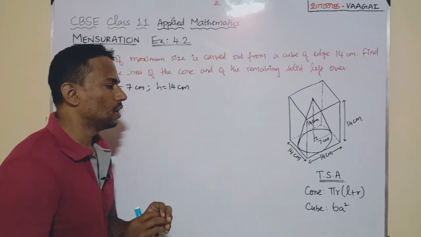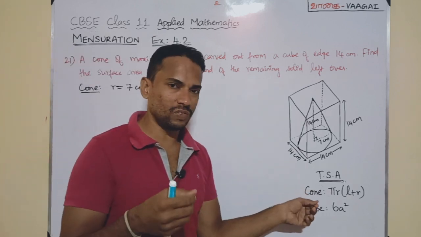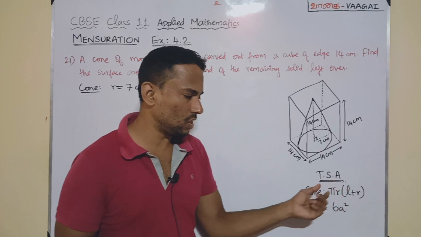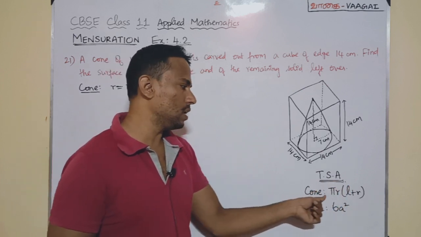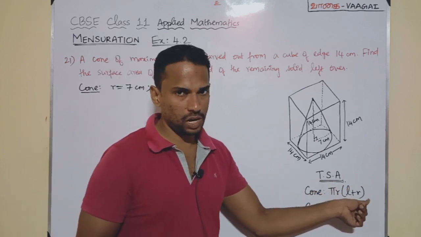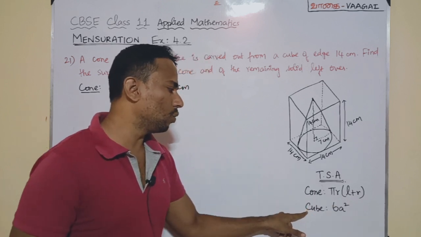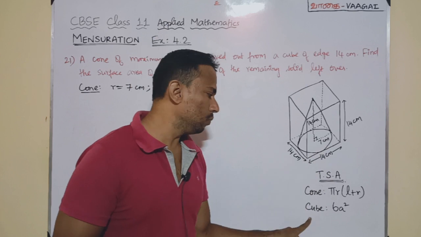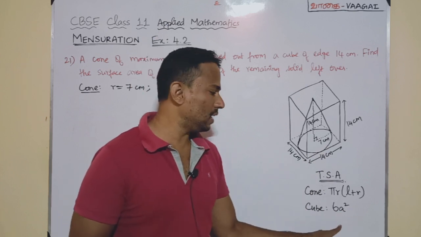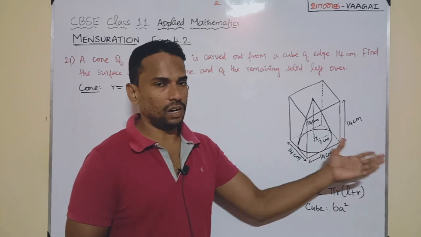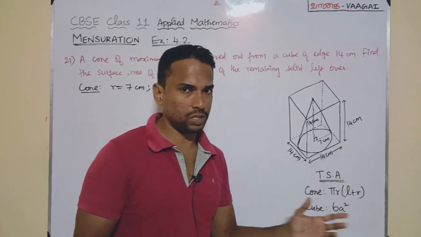Now to solve this problem, what are all the formulas we require? We need to know the total surface area of a cone. Basically it's going to be pi r into L plus r, where r is the radius, L is the slant height. And also we need to know the total surface area of a cube, which is going to be 6a square, where a is the side of the cube. That's it.